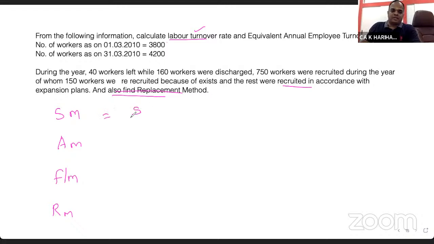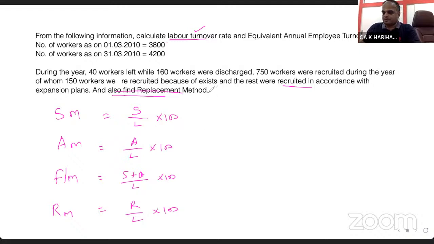Formula for separation method: S by L into 100. Accession method: A by L into 100. Flux method: S plus A by L into 100. Replacement method: R by L into 100. Okay, next. Based on available information, we have to solve the problem. Now, L represents average labor force.